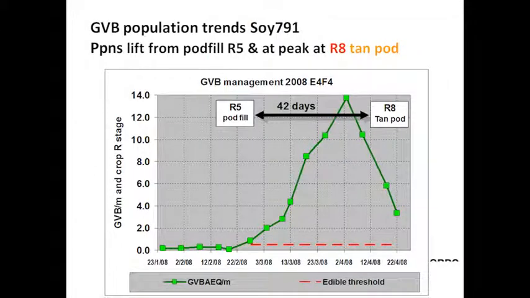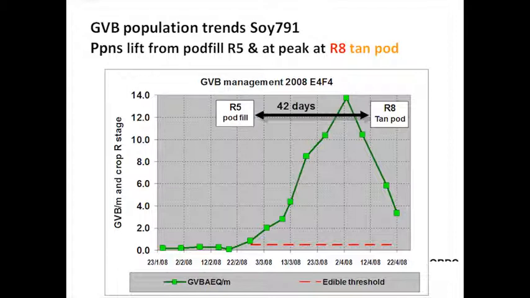Just a little bit on the dynamics during the season. Typically in this part of the world, when you get to flowering, you'll have a low population coming in, and that population increases exponentially as you approach the R8, the 10 pod stage, and as your crop dries down, the population decreases. But the damage is inflicted over quite a lengthy period of time, over 48 days from early pod fill through into this pod maturation phase.